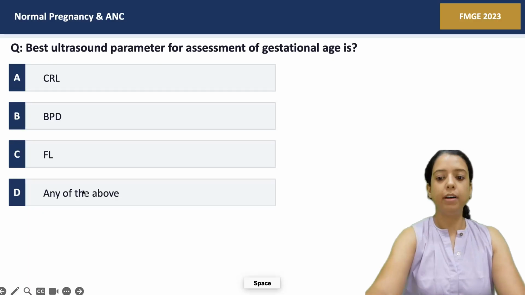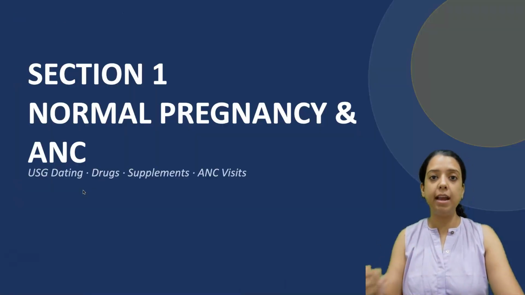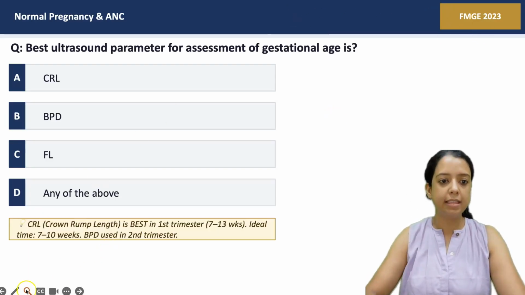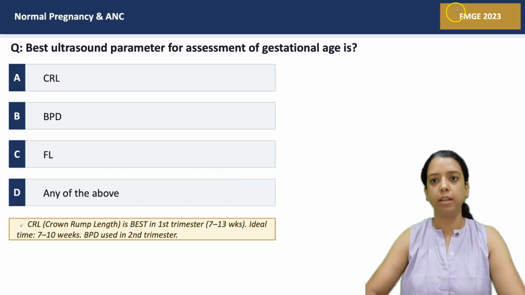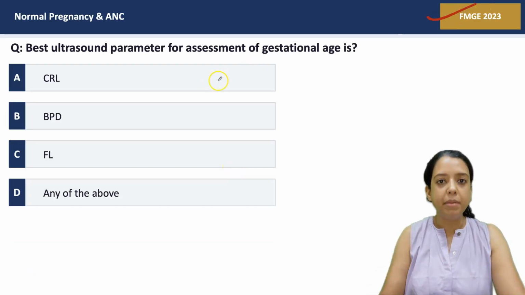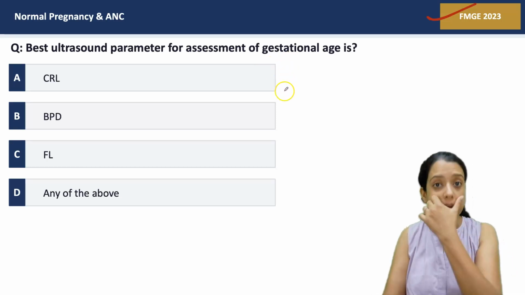So first, we will discuss normal pregnancy and antenatal care. Let's start with the question. On the right upper corner, you will see the year in which the question has been asked. Now, what is the best ultrasound parameter for assessment of gestational age?